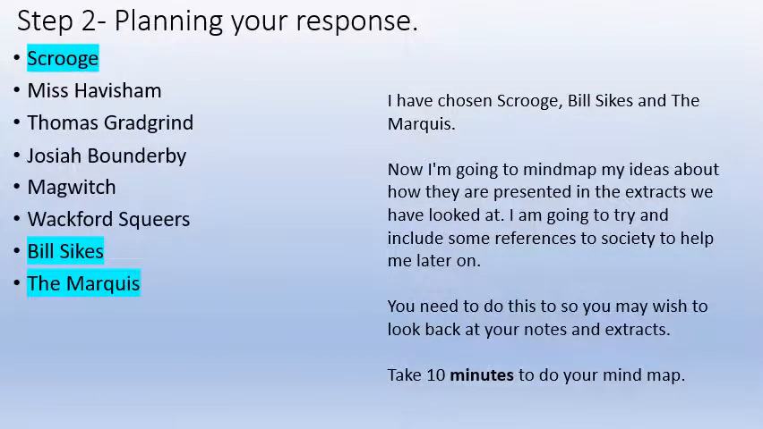Right, I've chosen Scrooge, Bill Sikes and the Marquis. Now I'm going to mind map my ideas about how they are presented in the extracts we have looked at. I'm going to try and include some references to society to help me later on. You need to do this, so you may wish to look back at your notes and extracts. So it's not a test in that regard. You're quite allowed to go back and look at your notes. Take 10 minutes to do this mind map.